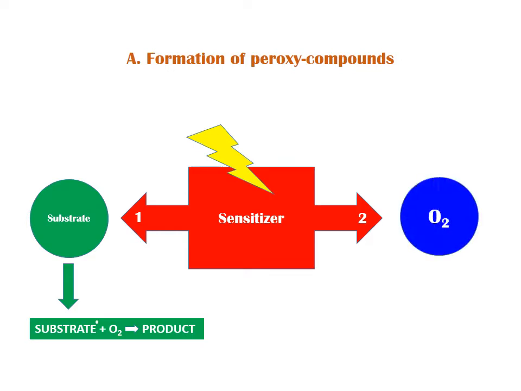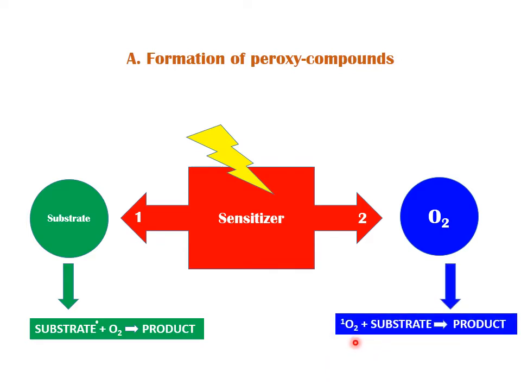In the second mode or way 2, your excited state sensitizer can interact with ground state oxygen initially. Your ground state oxygen, by getting energy from sensitizer, will go to excited state, and the excited state oxygen will interact with your substrate and give a product. And please remember here, excited state oxygen will be there in singlet. Usually excited state substrate will attain triplet state by intersystem crossing, but here your oxygen in ground state will be there in triplet state, and when you excite, your oxygen will be converted into singlet. So singlet excited state oxygen will interact with your substrate and it will give a product.